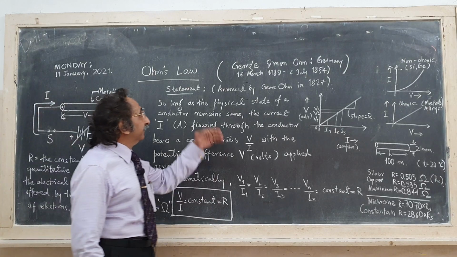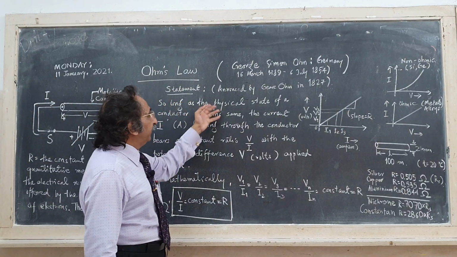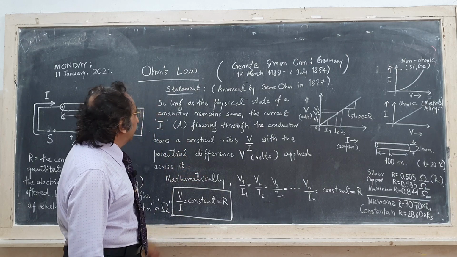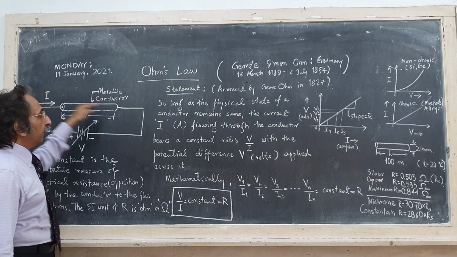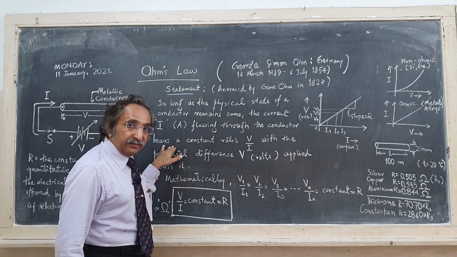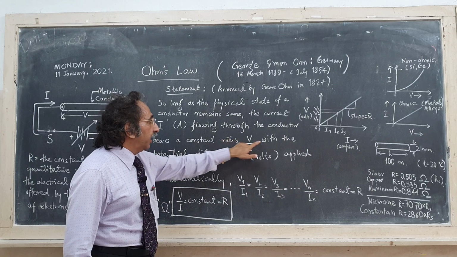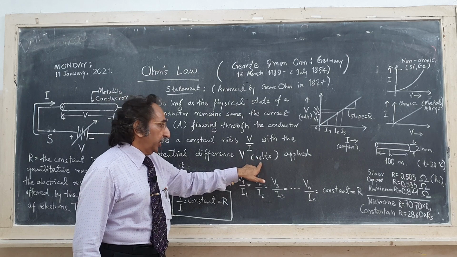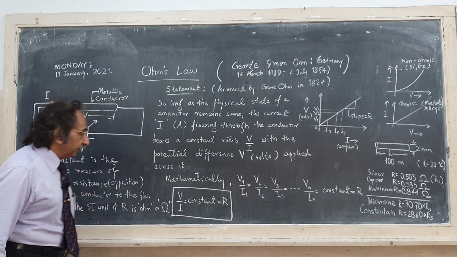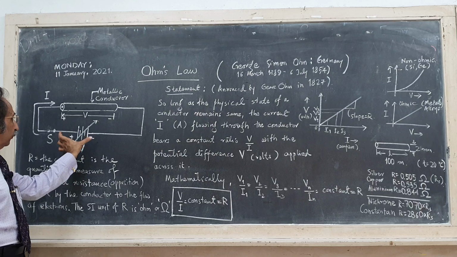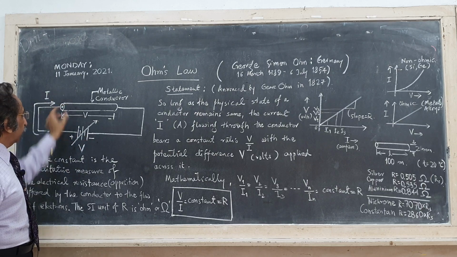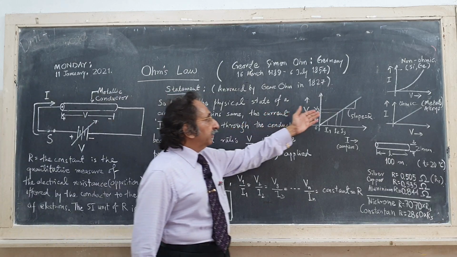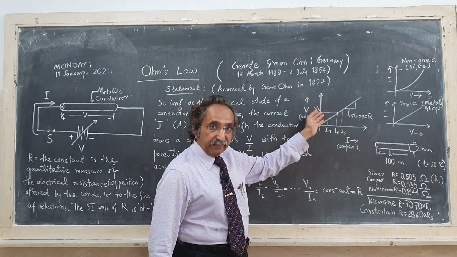what Ohm's law says is, so long as the physical state of a conductor remains the same, the current I flowing through the conductor bears a constant ratio V upon I, with the potential difference V measured in volts applied across the conductor, which means if you increase this voltage, the current increases. If you decrease this voltage, the current decreases, giving you this kind of graphical behavior.